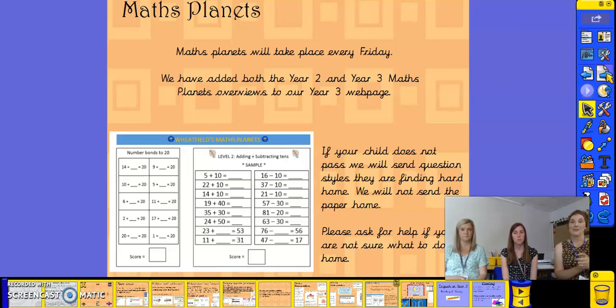If your child does not pass, we will send question stars that they're finding hard home. We won't send the whole paper home because then the child might learn the particular questions, but so long as you've got an idea of what it is, the particular concept that they're finding tricky, that will help you to support them in building their understanding of that particular thing. If you're not sure of how to support your child in that, then please do let us know and we'll give you some ideas about how to help them with that particular skill that they're struggling with.